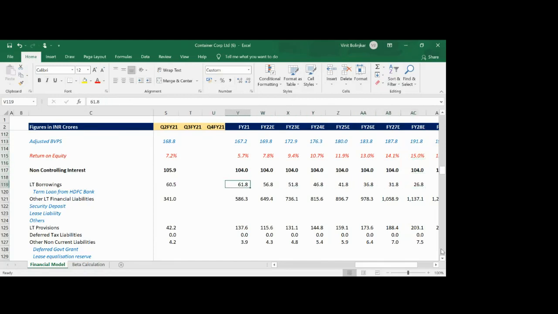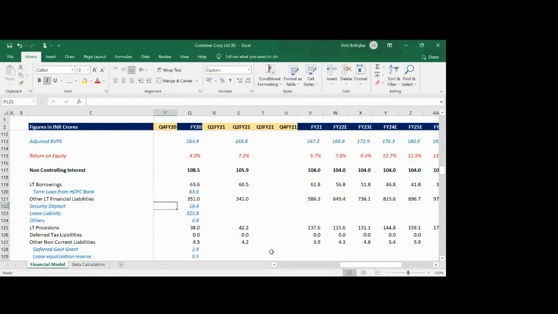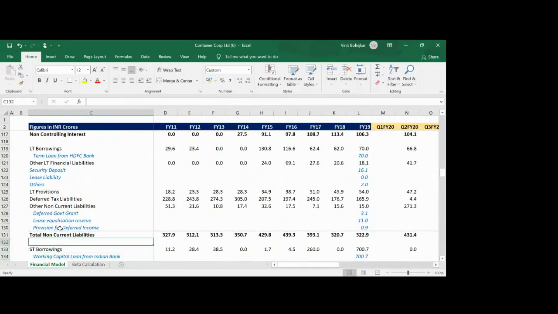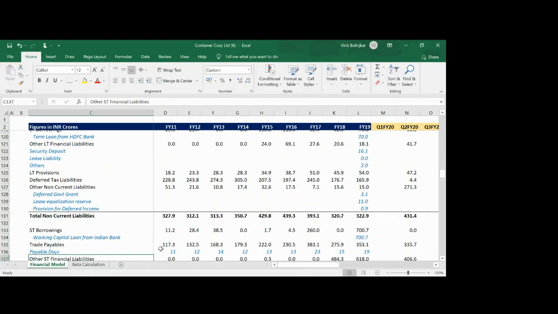So what are the elements of the non-current liabilities? You might have long-term borrowings, term loans that you've taken. Other long-term financial liabilities could be security deposit, lease liability, and other provisions. So this will give you your total long-term provisions. Then you have certain deferred tax liabilities which you have to pay over a period of time. Currently here they are zero. And other non-current liabilities could be deferred government grants, lease equalization reserve, provisions for deferred income. Any income that is coming and that we are providing for would come here. So this becomes your total non-current liabilities.